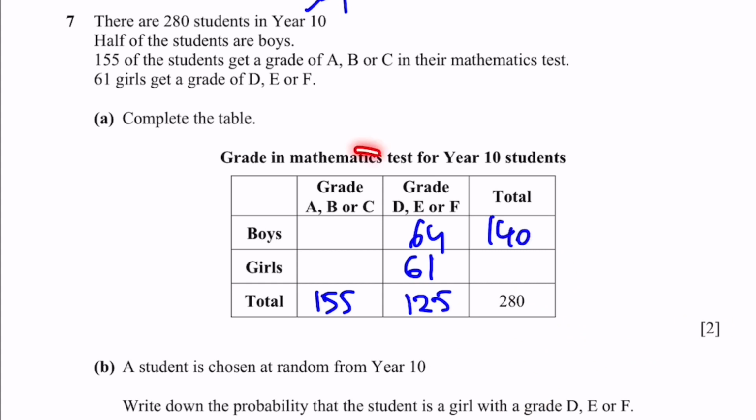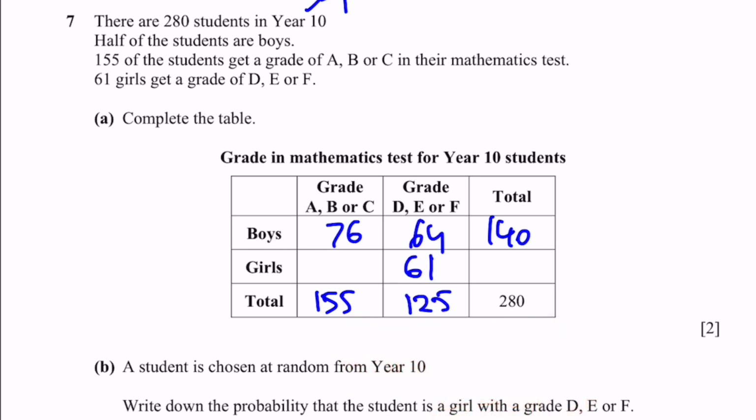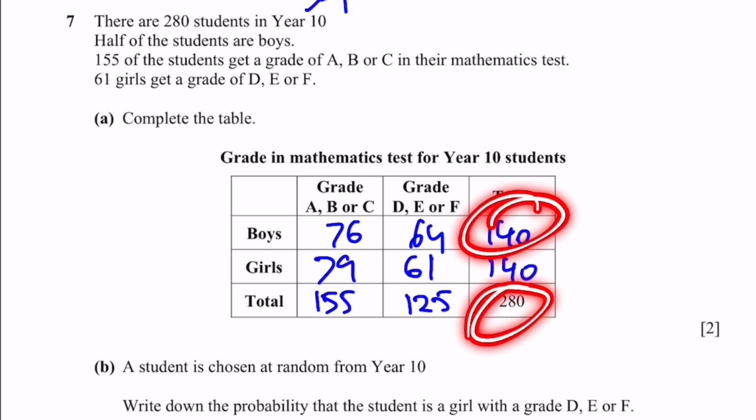That means we can find this as well. Boys with grade A, B, or C is 140 minus 64, and that becomes 76. So the girls with grade A, B, or C get 155 minus 76, which is 79. Now we can add these two to get the total for girls, which is 140. It's also possible to do it by subtracting the number of boys from the total.